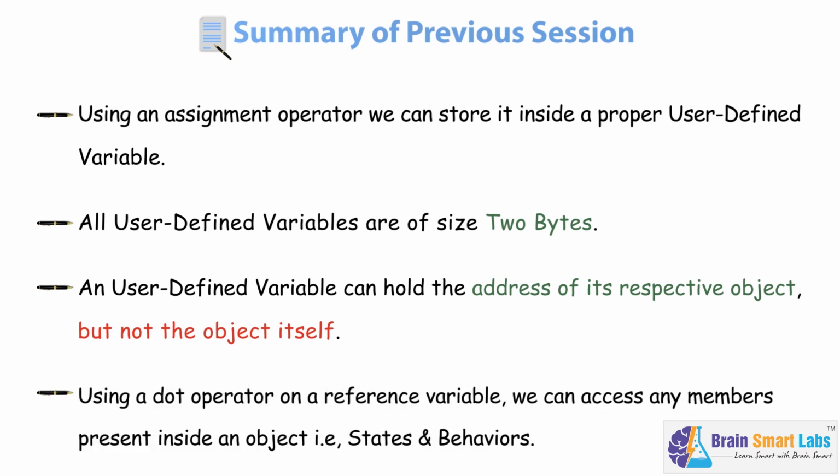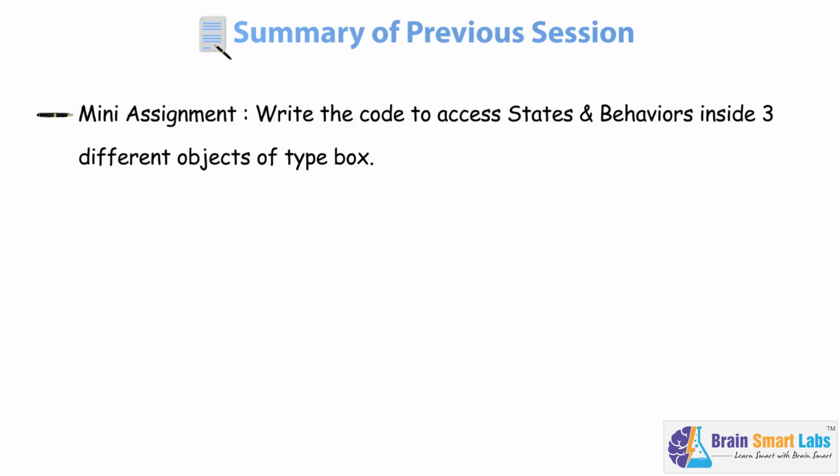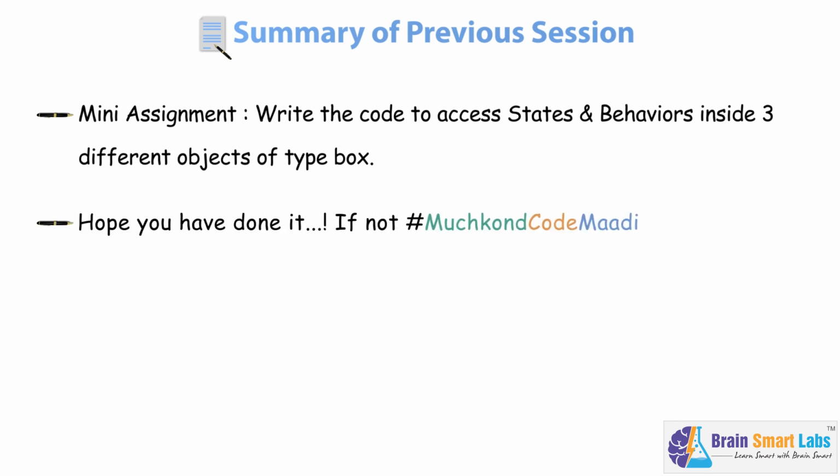Using a dot operator on a reference variable, we can access any member present inside our object, that is states and behaviors. In the mini assignment section, we asked you to write the code to access states and behaviors inside 3 different objects of type Box. Hope you have done it. If not, go and write the code. Today, for everyone's surprise, I will be continuing my session with yesterday's mini assignment.